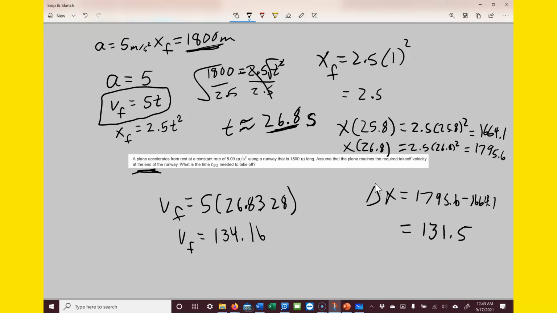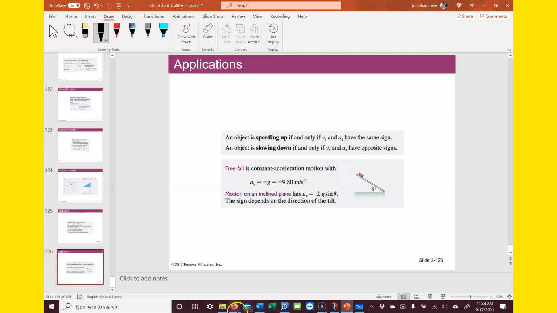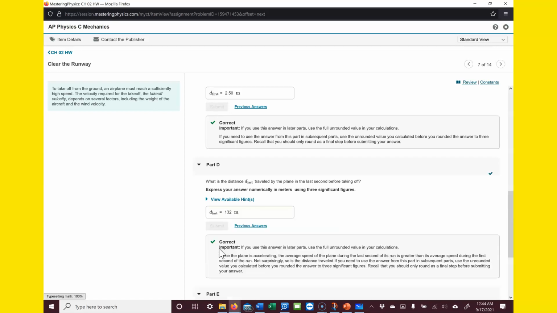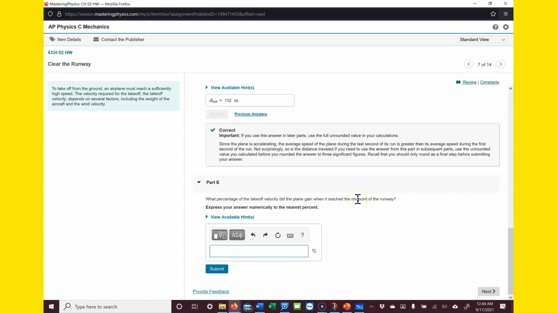So yeah, it went a lot farther in the last second of its takeoff than it did in the first second of its takeoff, and that's due to the fact that it's accelerating. It was going a faster velocity at the end than it was at the beginning. So 131.5 should be the answer. Three significant figures, so I'm going to say 132. I hope that's right. It may be 131. Yep, 132. Okay.